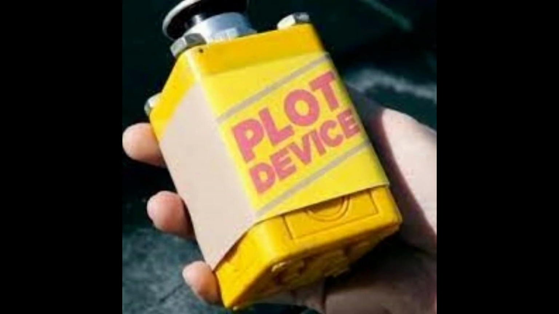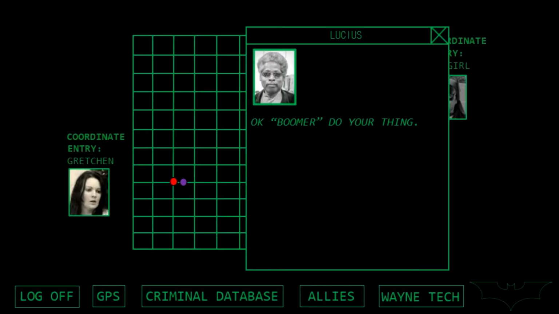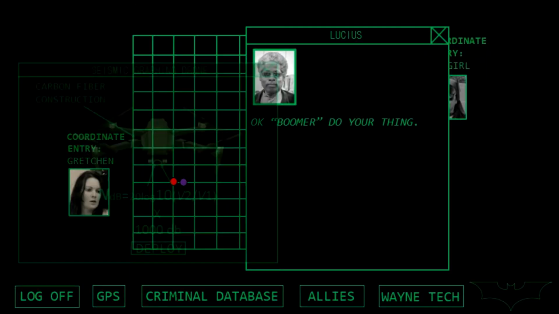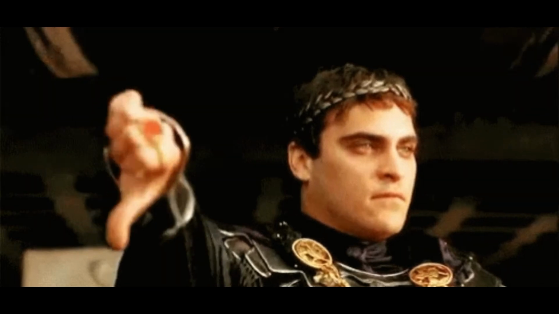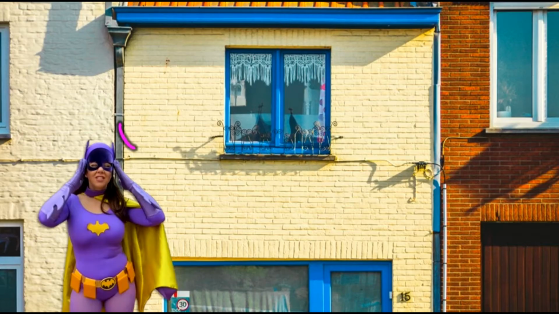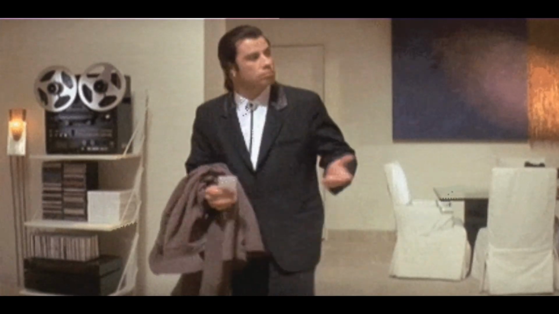In an earlier segment, I discussed plot devices and the role they play in helping advance a story. And in the Bat Tracy universe, the Bat Computer Interface is undoubtedly the biggest contributing factor. Now I know the interface isn't anyone's favorite, and if there was a better way to relay information, I'd do it. But the content supply is simply not there.